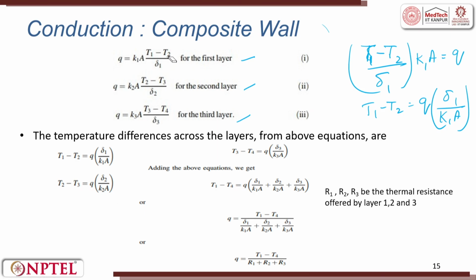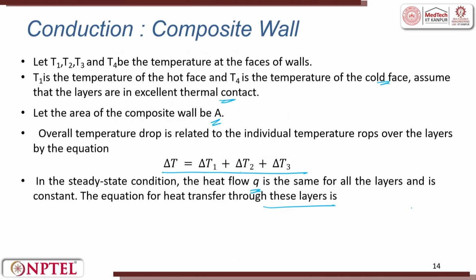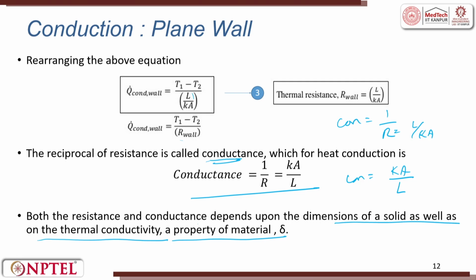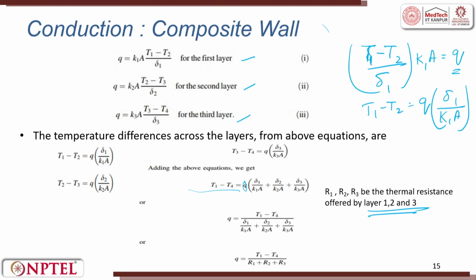By adding all these equations, T1 to T4, what happens? I take the Q out, and then for each individual layer I have the thickness divided by the thermal conductivity, and the area is constant. Where R1, R2, R3 are the thermal resistances offered by layers 1, 2 and 3. I am converting into resistance. If you go back and see, here also I converted into resistance, so here also I will convert into resistance.